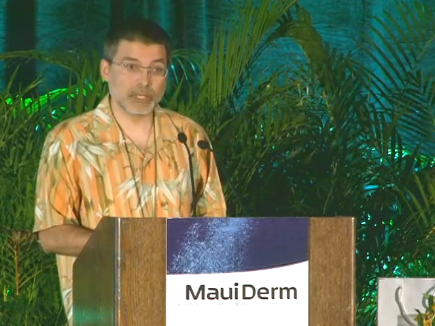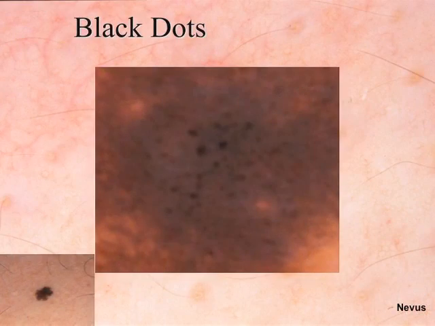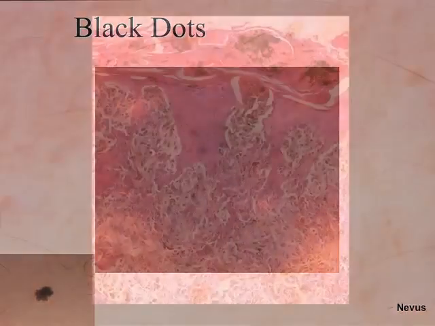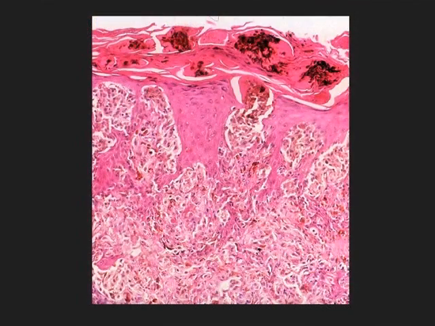Dots cannot be used to define the lesion as melanocytic, but they can be used to help you differentiate between benign or malignant. Right? So here are black dots located in the center of this lesion. Here is magnified, so black dots. What do they represent? Melanin in the stratum corneum.